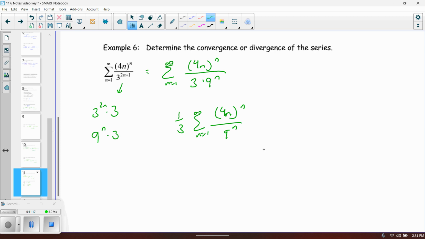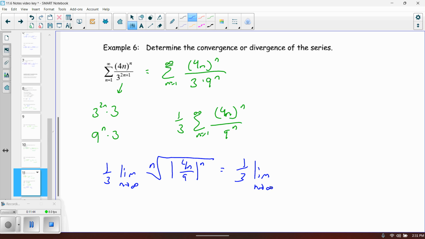Now everything there is being raised to the nth power. I can apply the root test. So let's do that. The limit as n goes to infinity, I'm going to take that 1/3 all the way out to the front, properties of limits, we can do that, of the nth root, the absolute value, 4n over 9 to the nth power, which is going to be 1/3 of the limit as n goes to infinity of the absolute value of 4n over 9. If we plug in infinitely large values, this thing just goes off towards infinity. And infinity is definitely a number which is greater than 1. Therefore, this one is divergent.